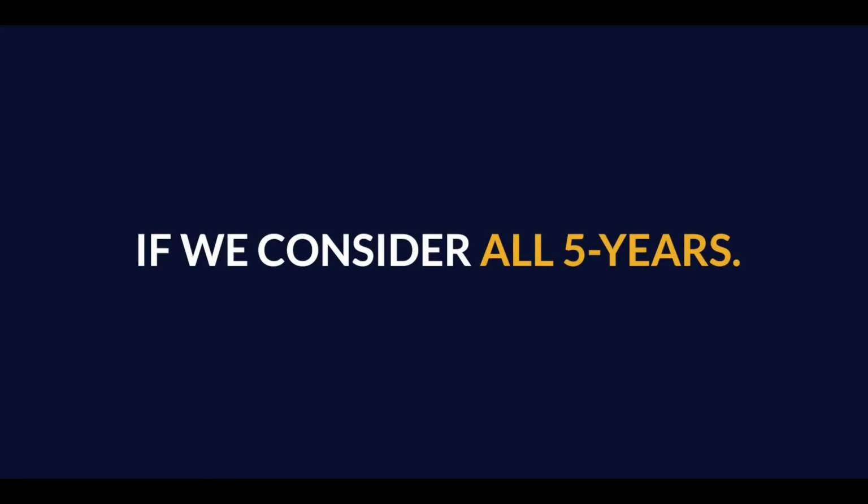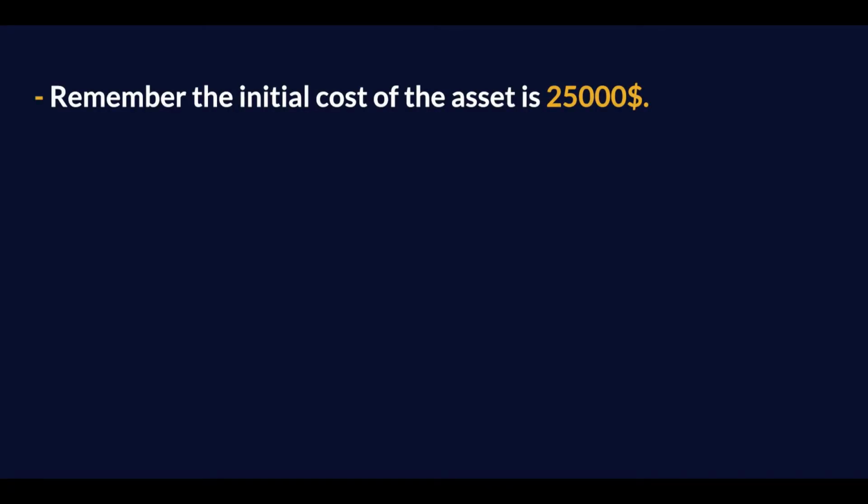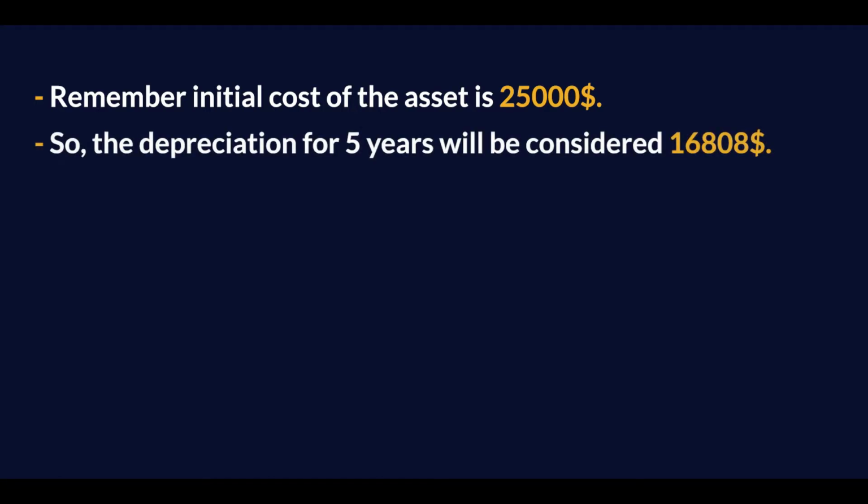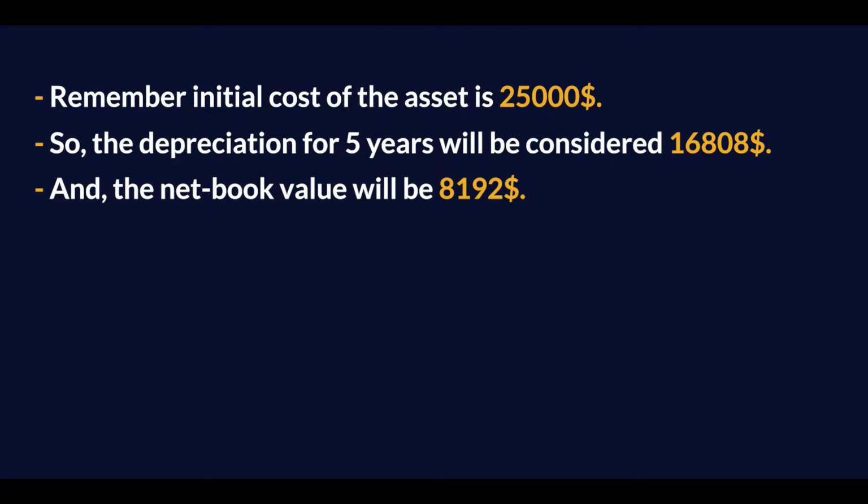Now, if we were to consider all 5 years altogether, we remember the initial cost of the asset is 25,000. And so the aggregate depreciation, which is all the depreciation for the 5 years, we can consider it to be 16,808. And so the net book value is 8,192. Okay, so we can reflect the idea of the two principles here.